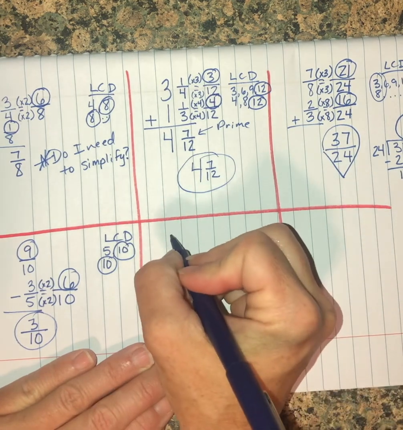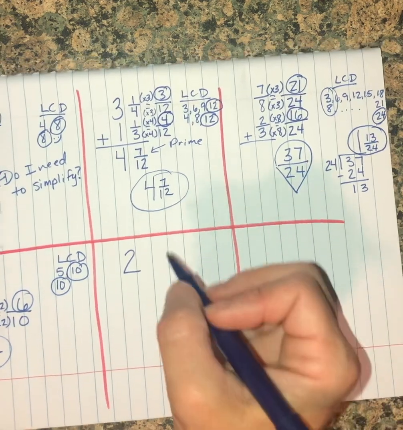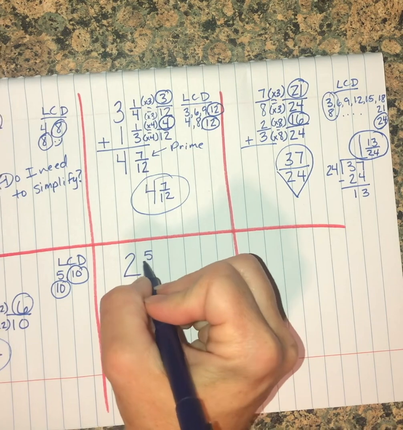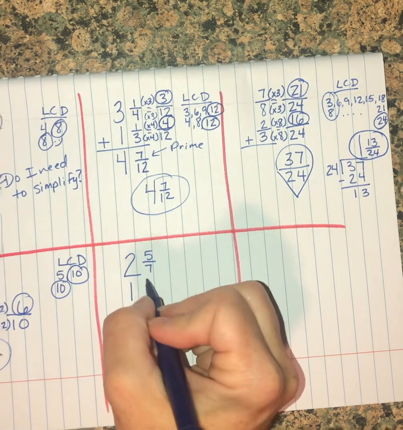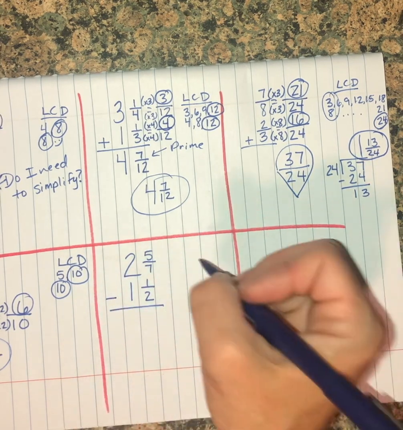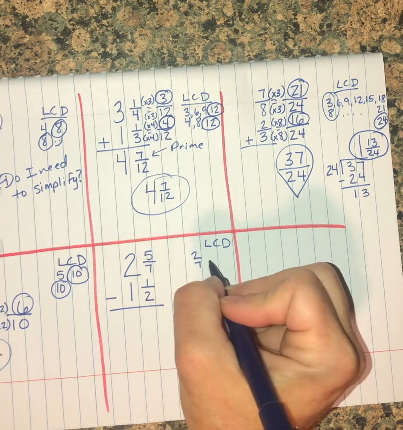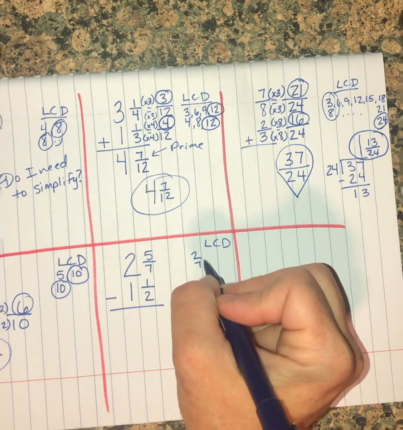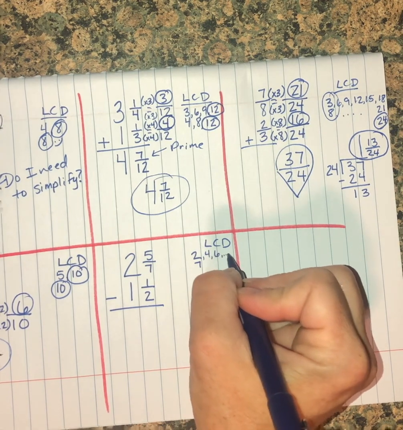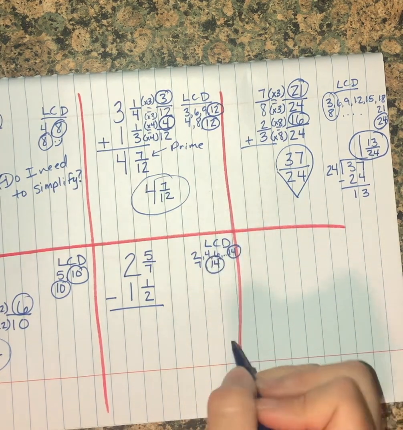When you have the mixed numbers, don't panic. It's going to be totally fine. So LCD, 2 and 7. Well, I already know 2 and 7. The only thing I'm going to get: 2, 2, 4, 6. Eventually, I'm going to get out to 14 because the next multiple of 7 is 14.